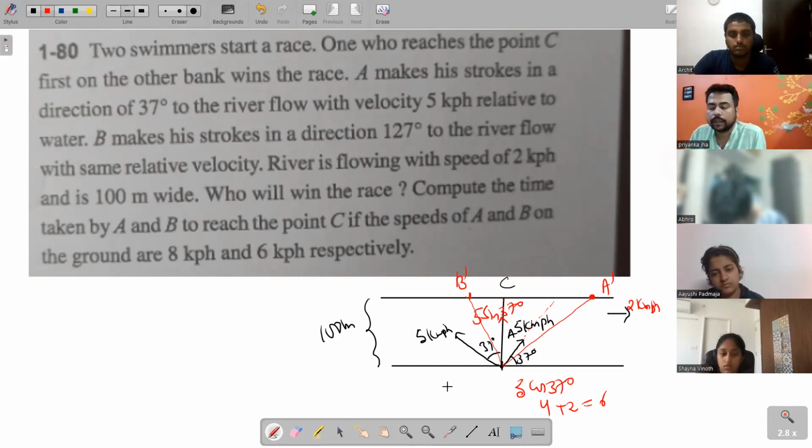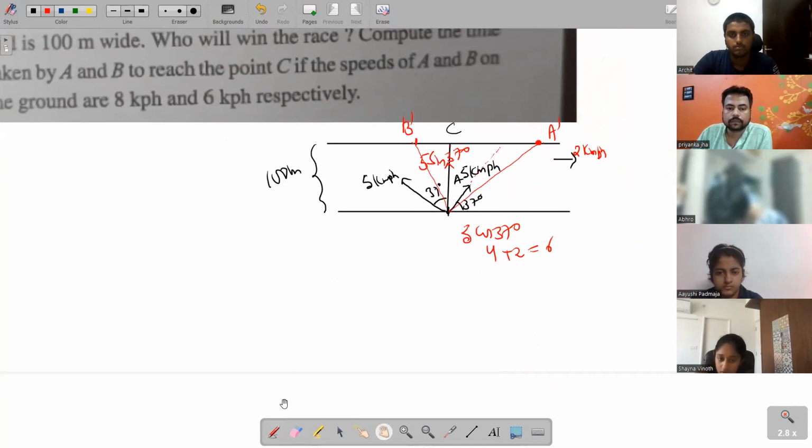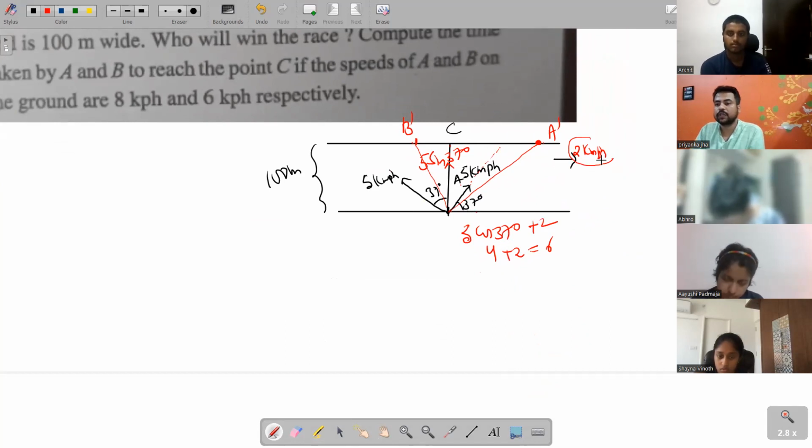Now, one question. Is that 5 cos 37 plus 2, because the velocity of river is 2? Yes, and 5 cos 37 is 4. 4 plus 2 is 6.